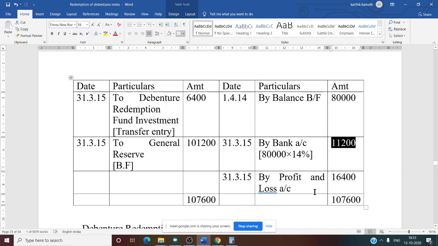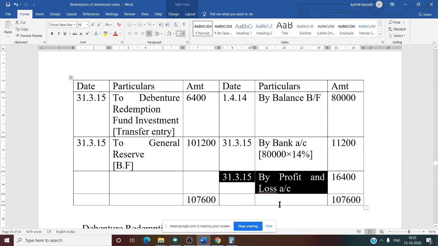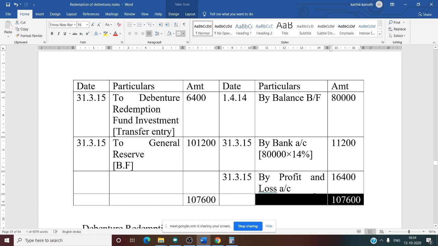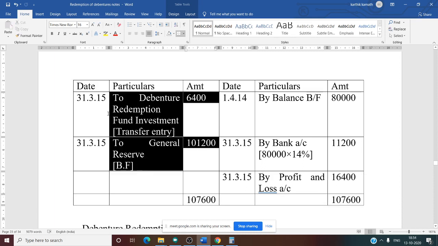That is interest. And profit and loss account information is also directly mentioned in the question. Amount to be appropriated, so that is by profit and loss account 16,400, directly given in the question. So now we know the credit side total, 1,07,600. But don't write these entries now. Same procedure, leave the account as it is.